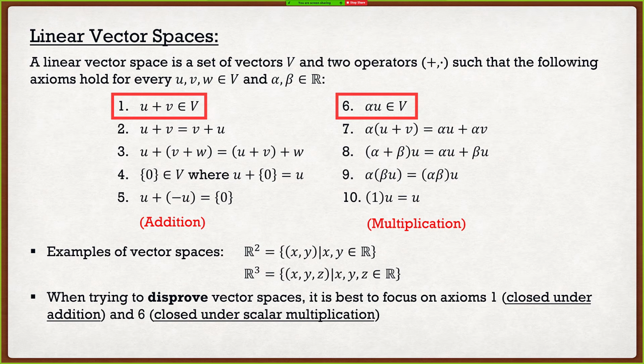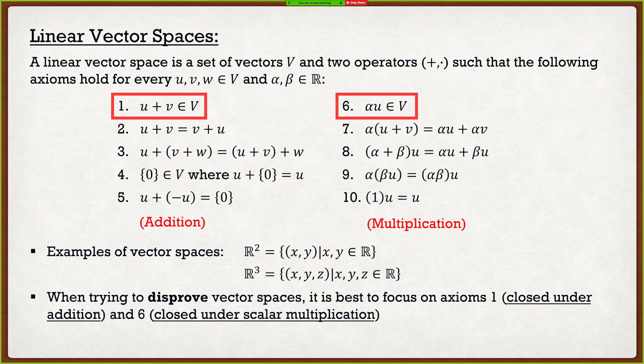The first one is that if we have 2 vectors in our vector space, u and v, and we add them together, that resultant vector must be in our vector space. So that's going to be a very important one. And the second one, alpha times u, where alpha is any real number and u is a vector, that multiplication must also be in our vector space.